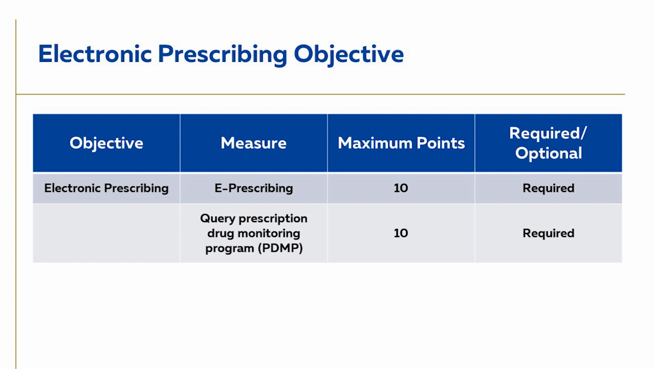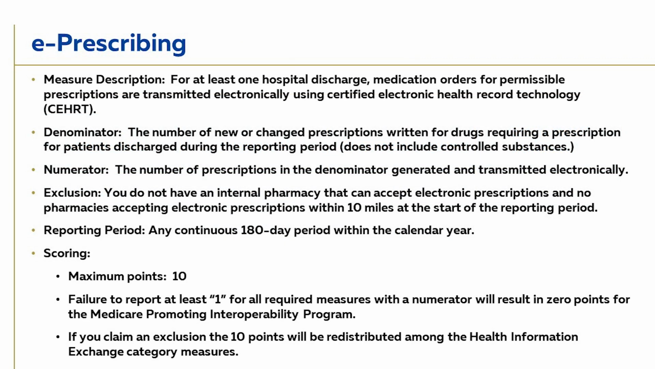Electronic prescribing objective. You must report on both measures within the objective. The query of the Prescription Drug Monitoring Program measure is required for Schedule II opioids and Schedule III and IV drugs. The electronic prescribing measure means utilizing your certified EHR to electronically transmit prescription orders. This measure is worth up to 10 points. You will submit the numerator and denominator for this measure, and exclusions are available. If you claim an exclusion, the 10 points will be redistributed among the HIE objective measure.